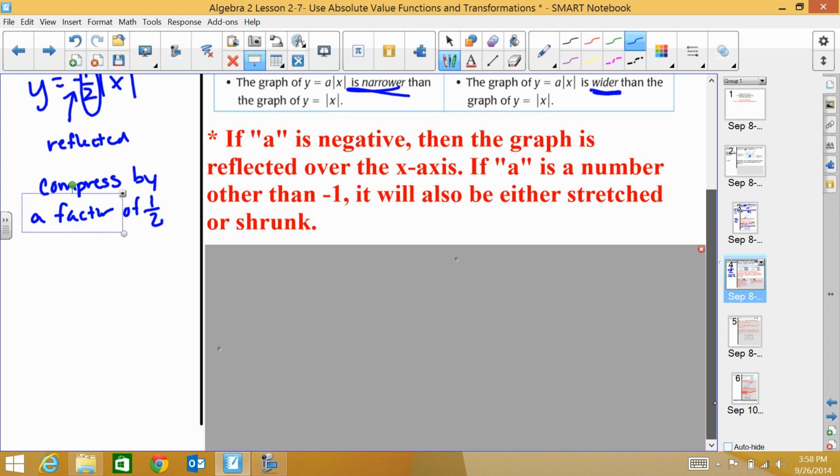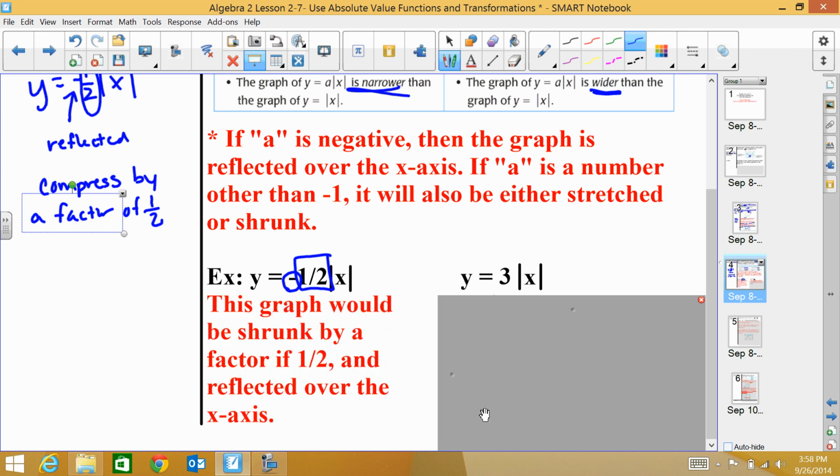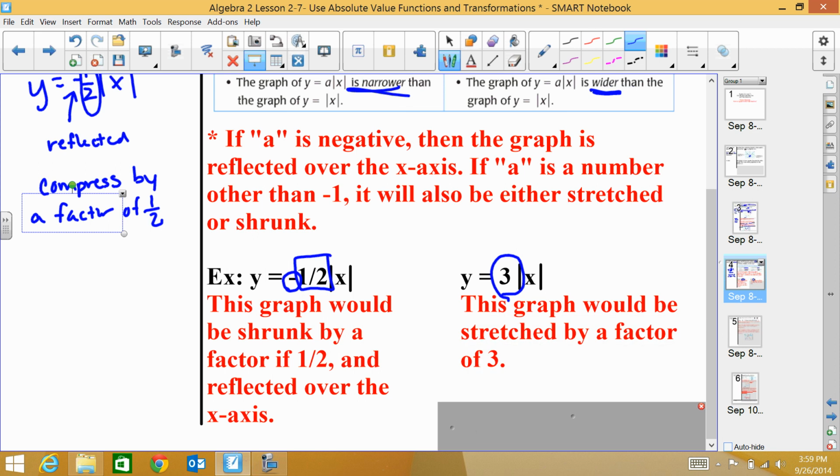So let's look at another example. Oh, look, I just did this example. So it's going to be reflected because it's negative, and the 1/2 is less than 1, so it's going to be shrunk by a factor of 1/2 or compressed by a factor of 1/2. So you need to put those two things. Okay? The positive 3 in front means that it's not going to be reflected. It's going to be right side up. And this number is greater than 1, so it's going to be stretched. So this is going to be stretched by a factor of 3.